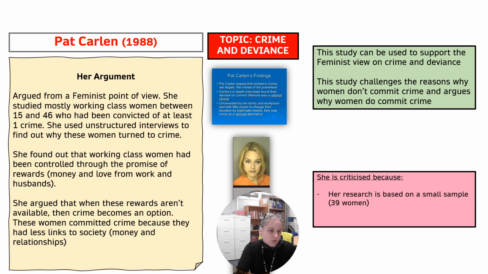So the main problem with her study is, you can see it's really, really small. She only talked to very few people, 39 women, and therefore it's not a very good study because it doesn't study very many people. But she's essentially saying that women do crime when, having been controlled, they start losing their links to society.